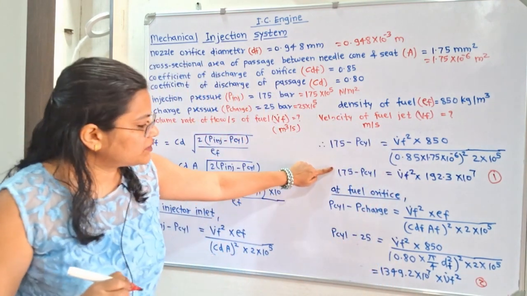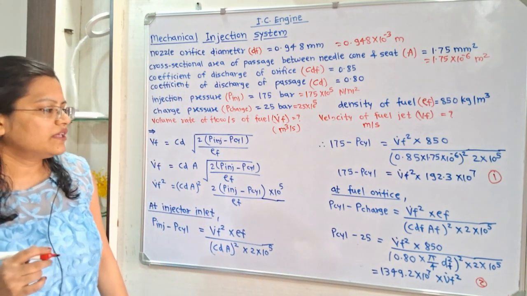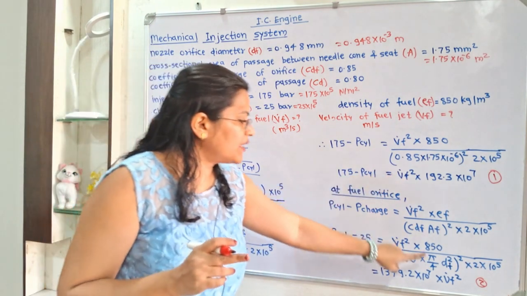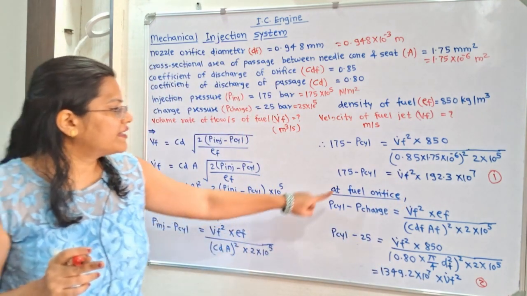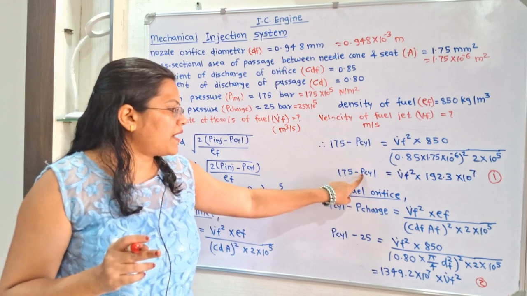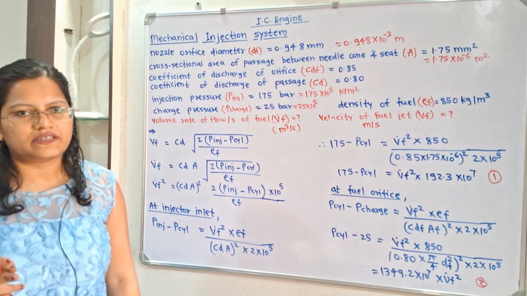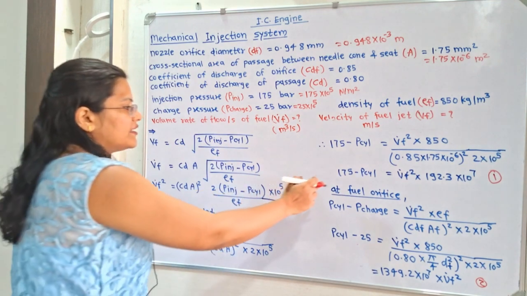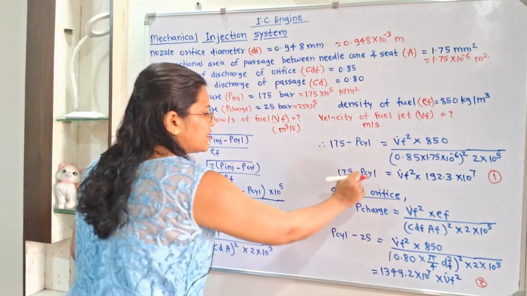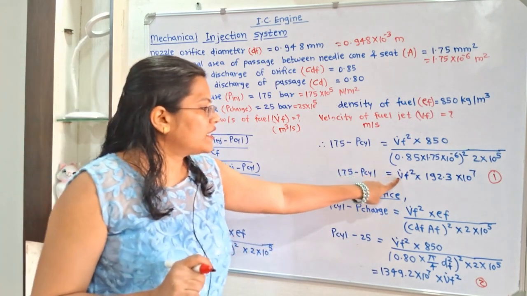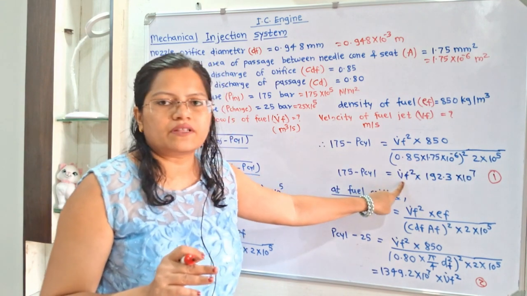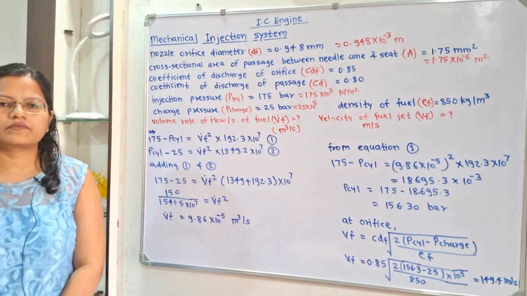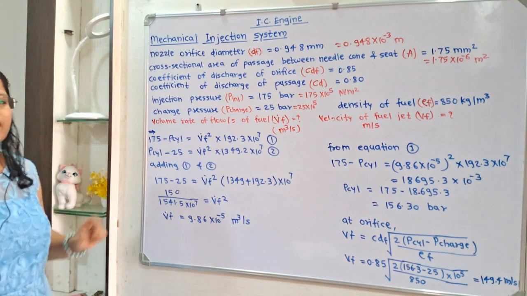Now if we observe equation number 1 and equation number 2, there are two unknown terms. V dot F square is the common unknown term, and here is P cylinder. So here is minus P cylinder and here is plus P cylinder. If we add equation number 1 and 2, then on the left hand side this minus P cylinder and this plus P cylinder get cancelled, and we get an equation only in terms of V dot F square, and we can easily find out V dot F. We will add equation number 1 and equation number 2.